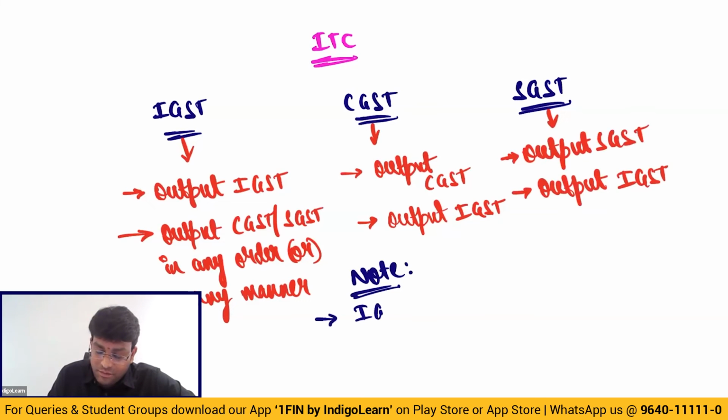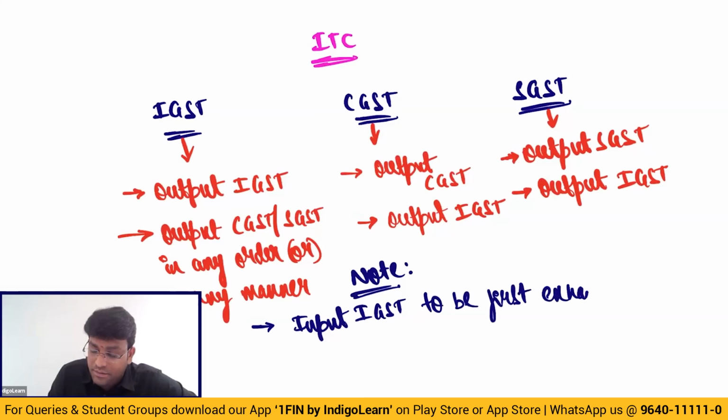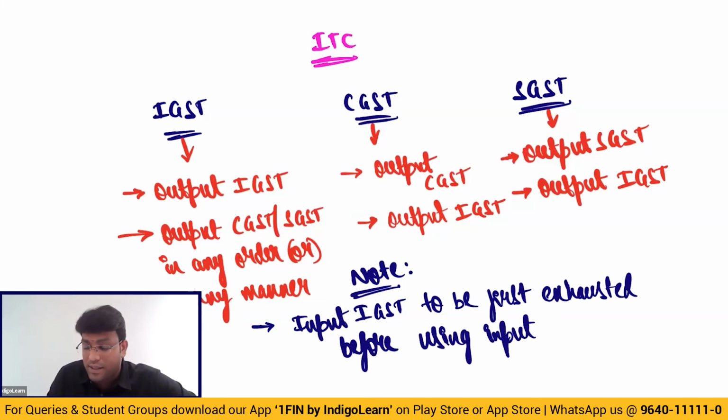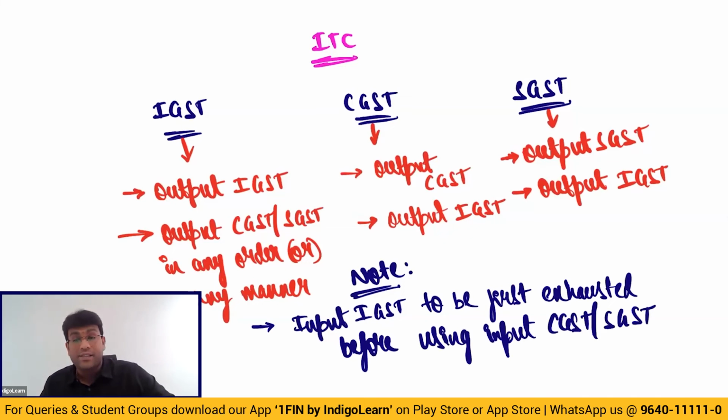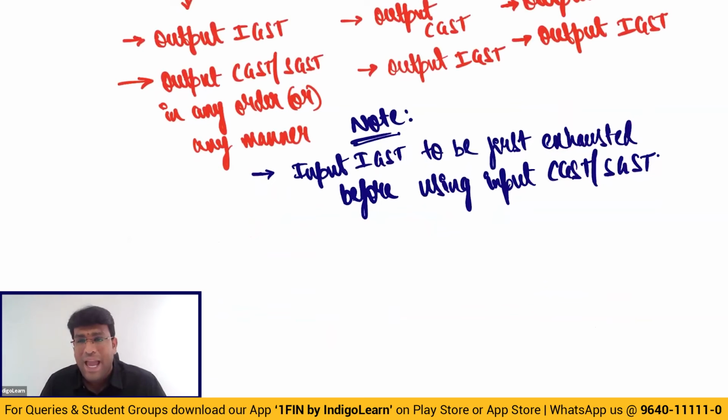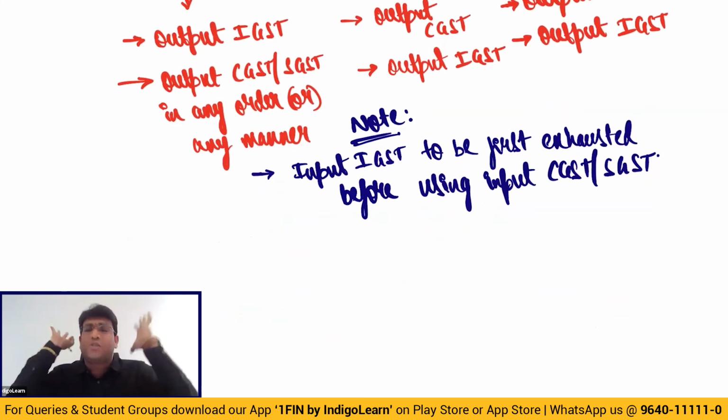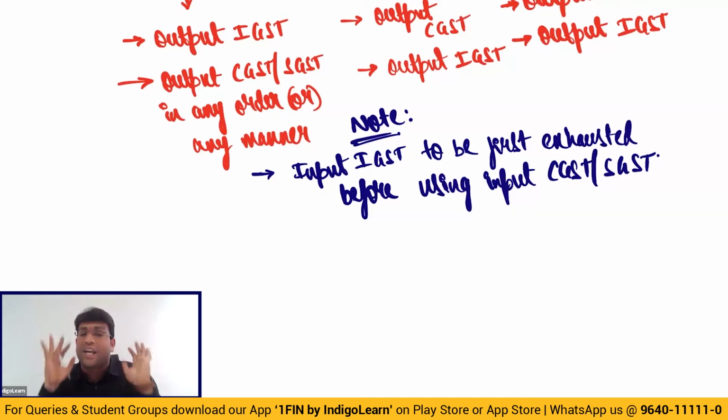Point number one, my dear friends, is that input IGST is to be first exhausted before using input CGST or SGST. That means what I am trying to tell you is that CGST credit and SGST credit, I repeat again, CGST credit and SGST credit can be utilized only after IGST credit is fully exhausted. First, completely use your IGST credit, then only touch your CGST, SGST credit.